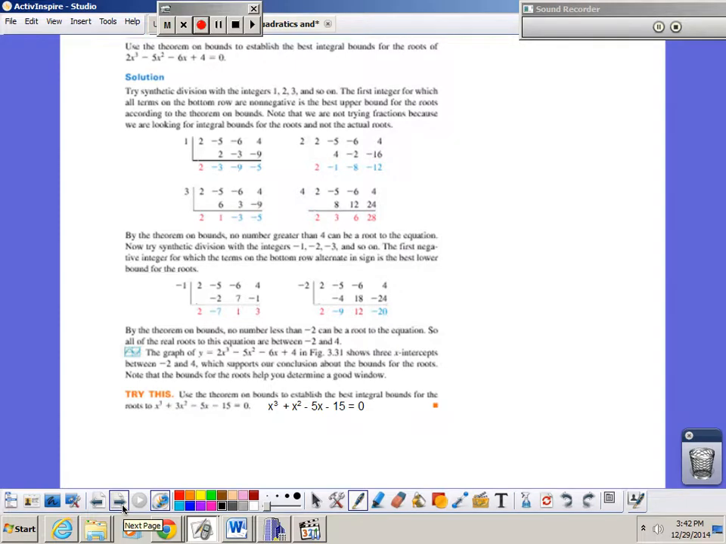So we took the equation and we did 2, negative 5, negative 6, 4. And they want you to try 1, 2, 3, and 4. Okay, why do they want you to try those?